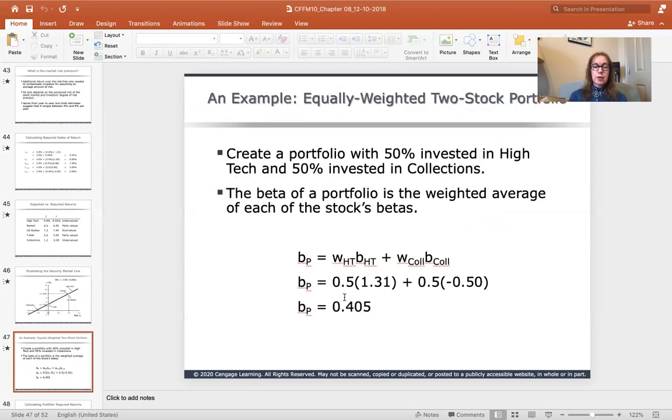Now you can calculate the beta of a portfolio. We're back to this 50-50 collection high-tech portfolio. What would be the beta of that portfolio? Well, take a weighted average of the two betas, and we get a beta of 0.4.